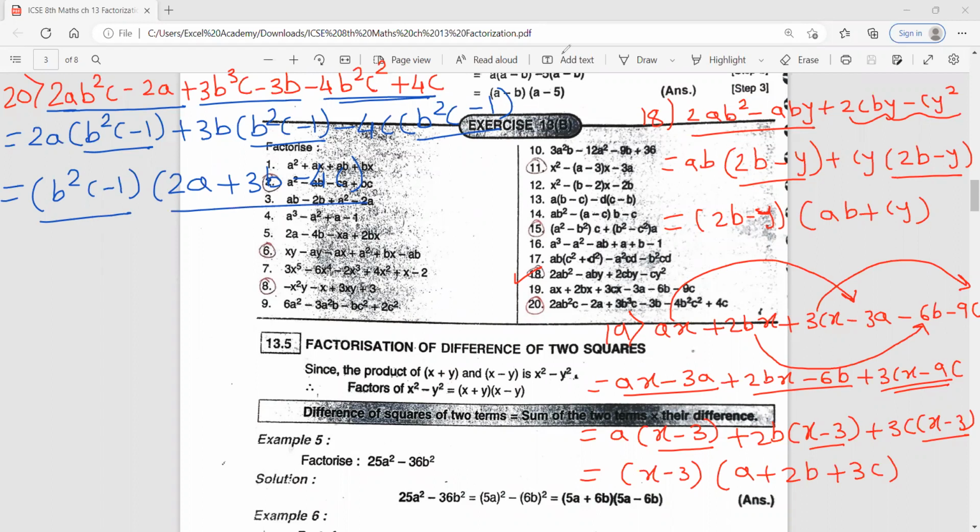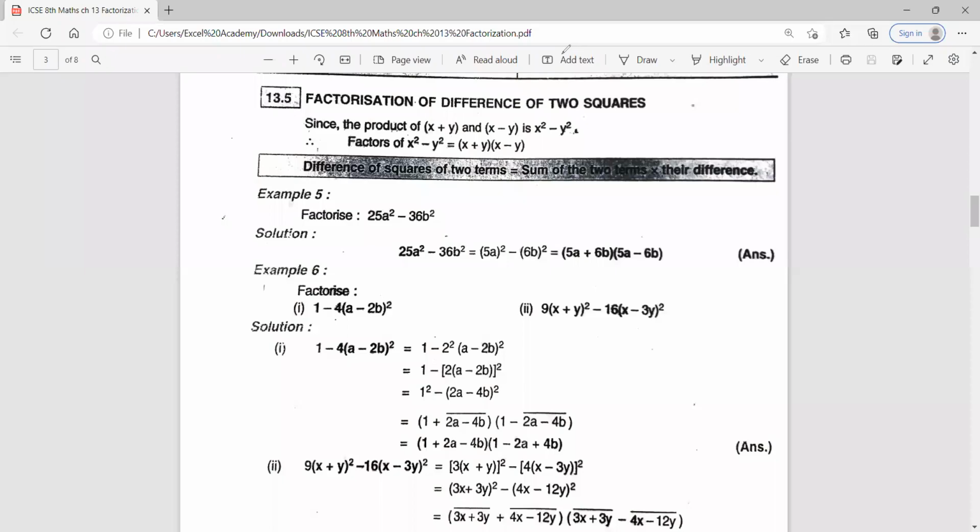ठीक है? All right. The next method of factorizing is factorization of difference of two squares. What does this mean? This is a special type of factorization. Not all polynomials can be factorized using this method. We'll see the reason. The first thing is this is like an identity. If you remember, this is x square minus y square equal to x minus y times x plus y.